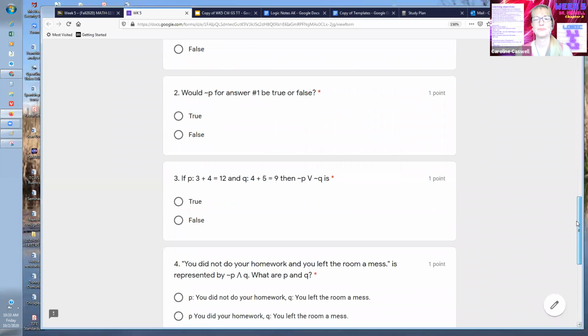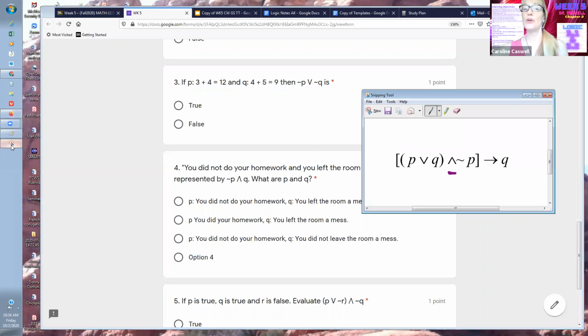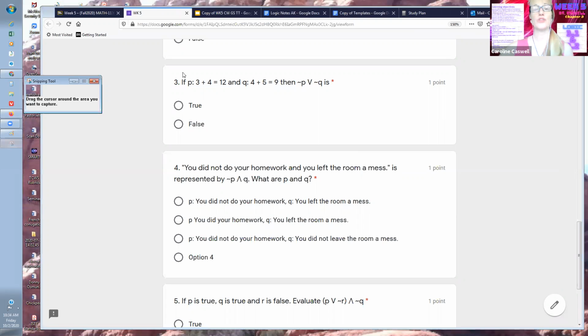Question 3. So I give you a statement P that 3 plus 4 is 12. Then I give you a statement Q, 4 plus 5 is 9. So what we have to do is decide if it's true or false. So this is like doing a truth table, but it's the cheating way. You don't have to do a truth table if you know what's true and false.